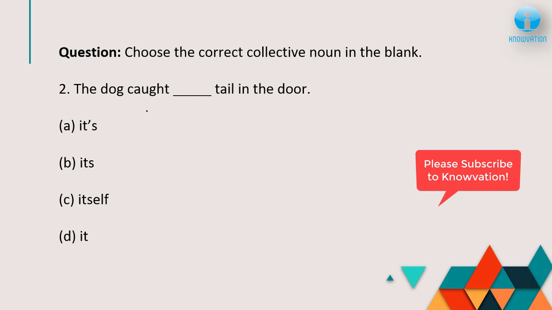Next. The dog caught Dash tail in the door. Okay, so it's. This means whenever there is an apostrophe, it means it is. The dog caught it is tail in the door. No, this does not make sense. Okay, it's, this means that it is showing possession. The dog's tail. So the dog caught its tail in the door. This looks pretty much correct because I'm talking about possession, the dog's tail.